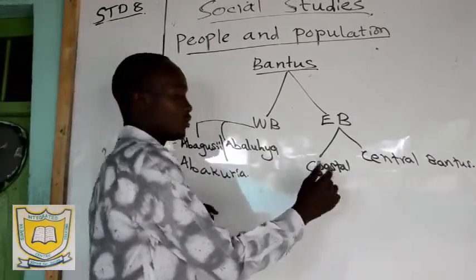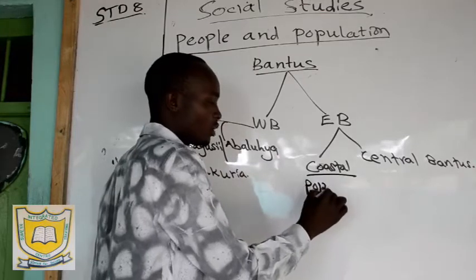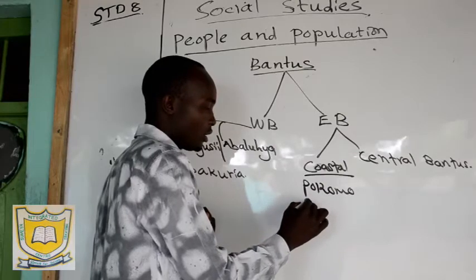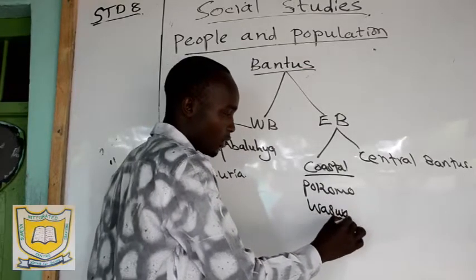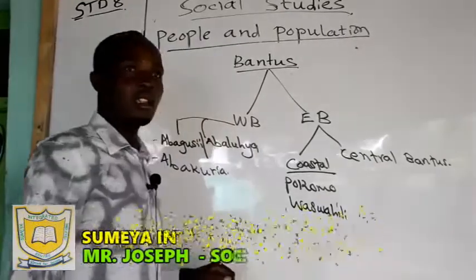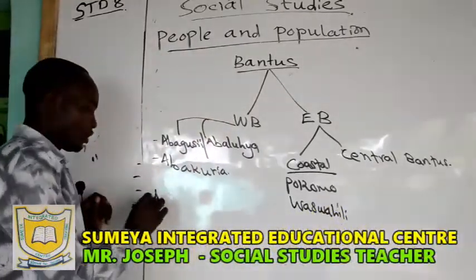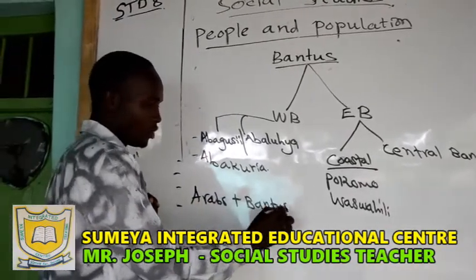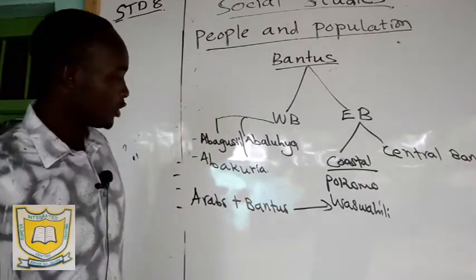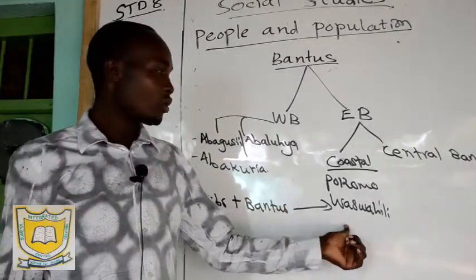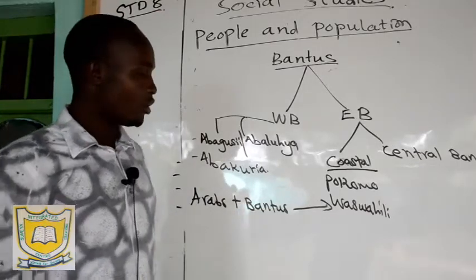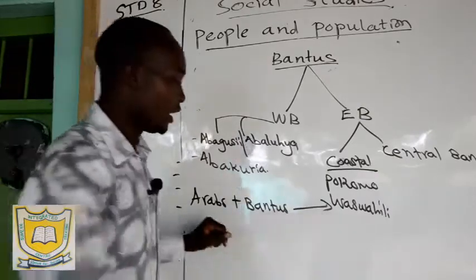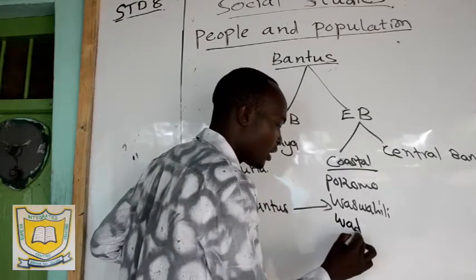And then the coastal Bantu is made up of communities like the Pokomo, who are found along the coastal region. And then we have also the Waswahili. But remember, Swahili is an outcome of the Arabs. The Arabs intermarried with the Bantus to give rise to Waswahili. So when you look at the Waswahili people, you can think they are Arabs because they are descendants of the Bantu and the Arabs. Then we have Watawida.